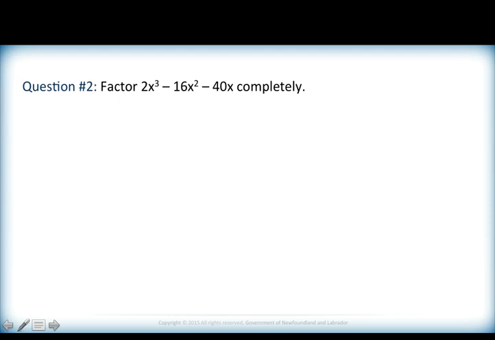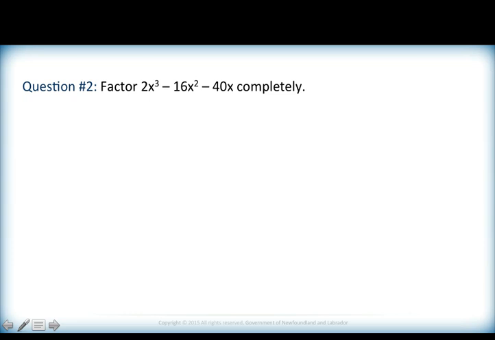Question 2 says factor the trinomial 2x cubed, subtract 16x squared, subtract 40x. So when we go to factor a trinomial, we're always going to check to see if we can remove the greatest common factor first. And if you notice here, we have to do that because the trinomial does not start with the x squared term. It actually starts with x cubed.